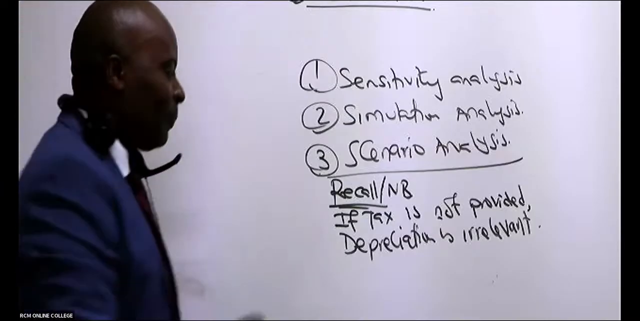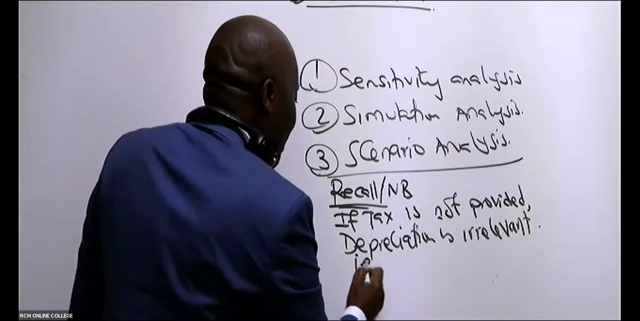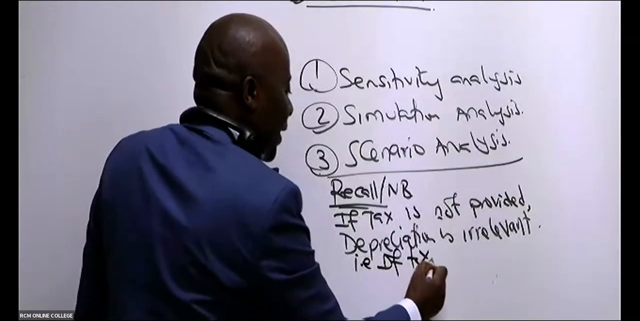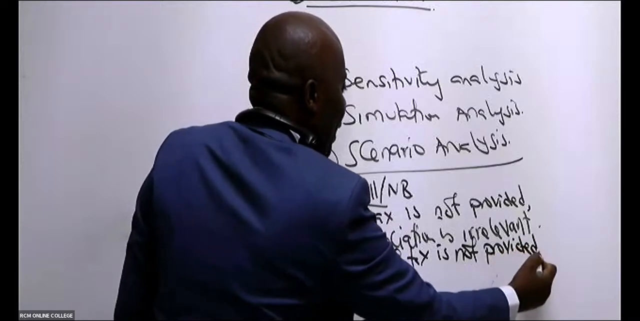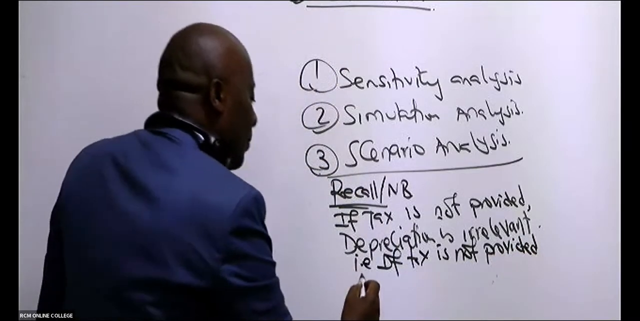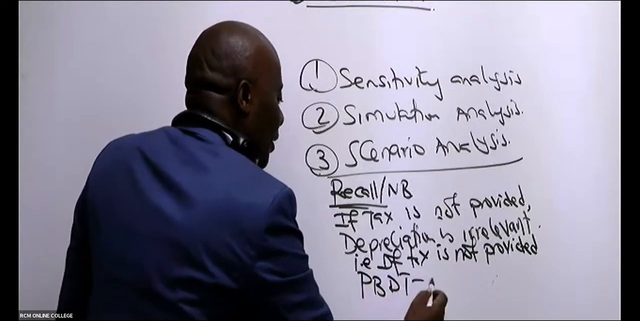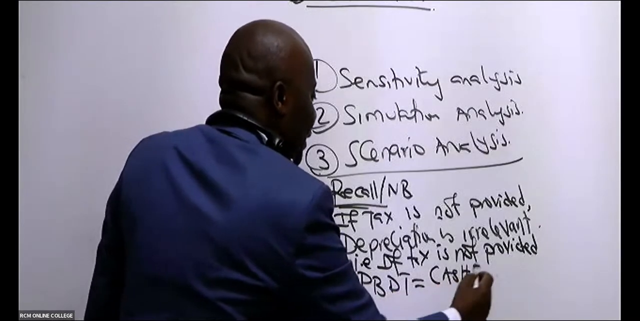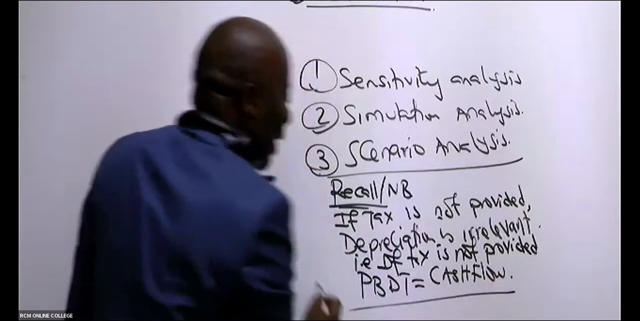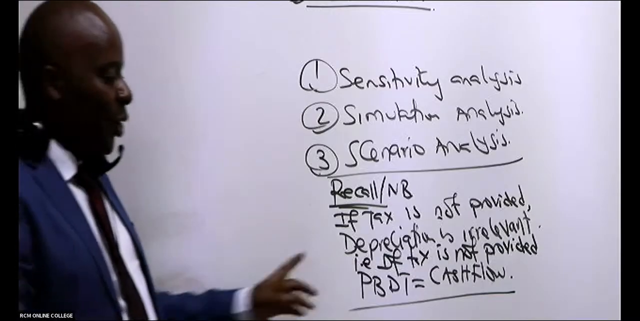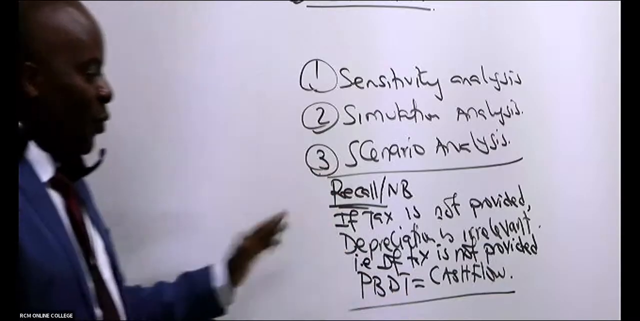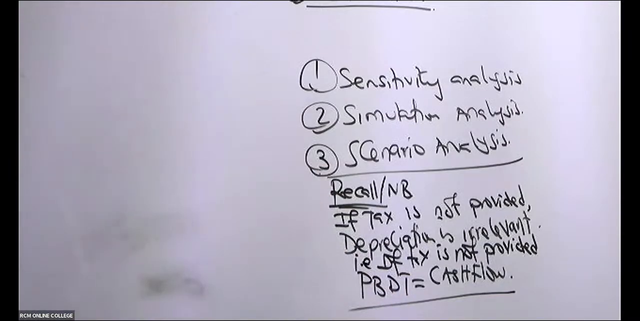Depreciation is irrelevant, i.e., if tax is not provided, in this case here, PBDT will be equal to the cash flow, which will be discounted. PBDT stands for profit before depreciation and tax. You can write this in full if this is the first time you're seeing this. Profit before depreciation and tax will be cash flow.